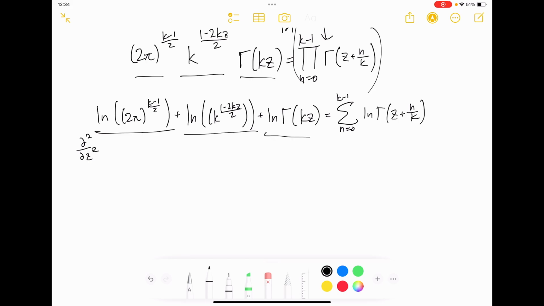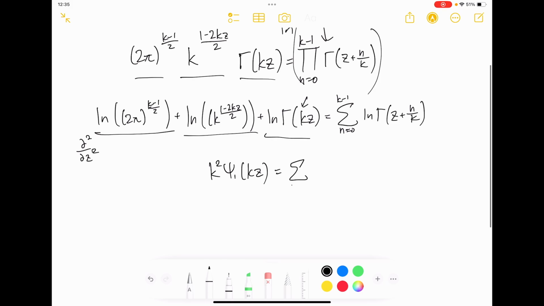So, let's look at this. The second derivative with respect to z is going to be psi 1 of kz, but remember the chain rule. That means we have to factor out k twice, and we get a factor of k squared. And then, on the right-hand side, second derivatives are linear. So, we can just put that inside.